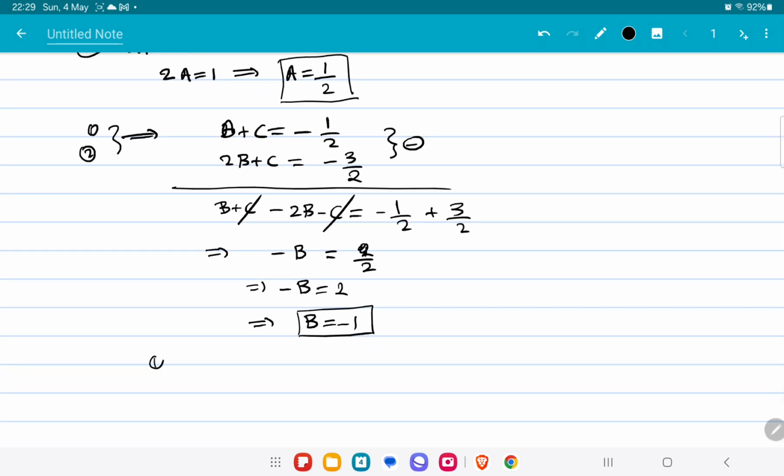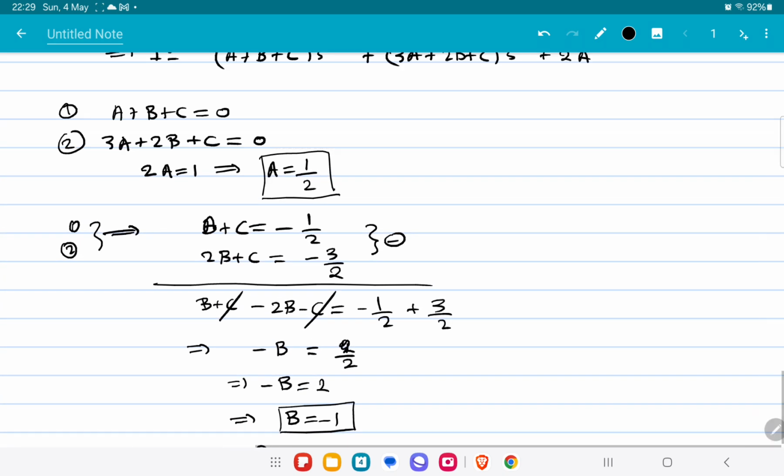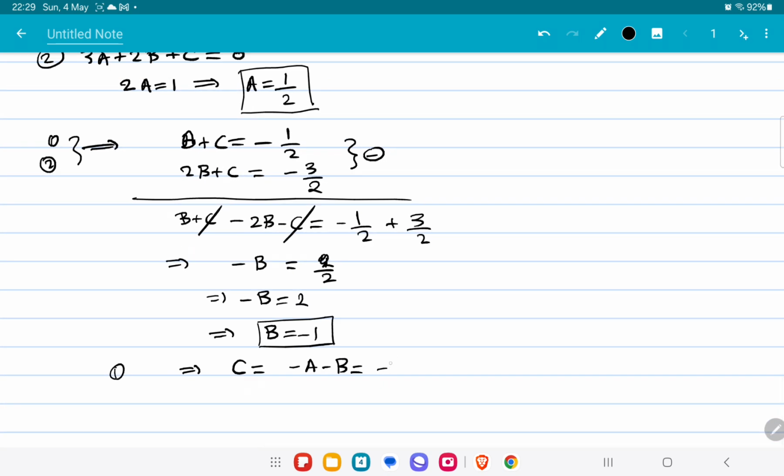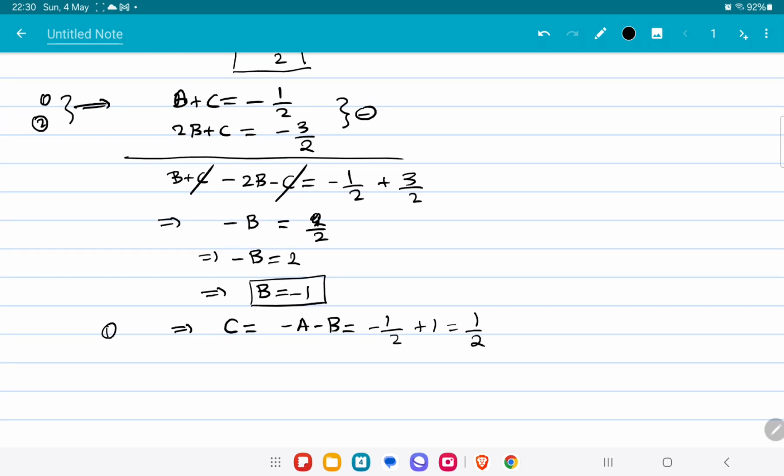Let's go to the first one and find what C is. C is going to be minus A minus B. So this is going to be minus a half plus 1. So it's going to be equal to a half. It's going to be minus a half minus minus 1, and C is going to be equal to a half.